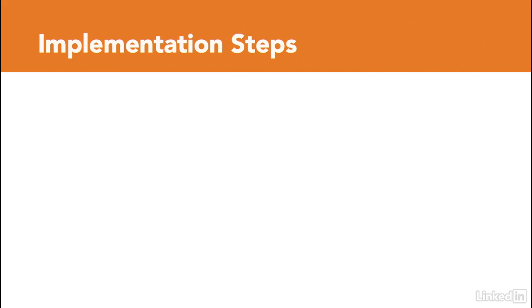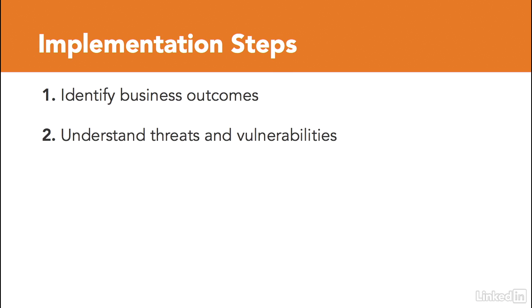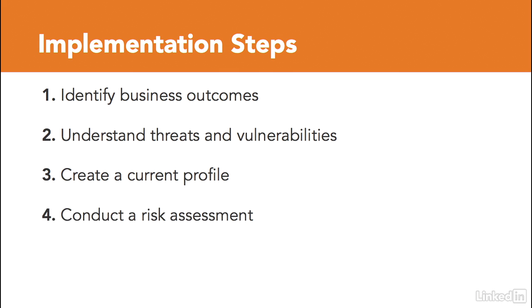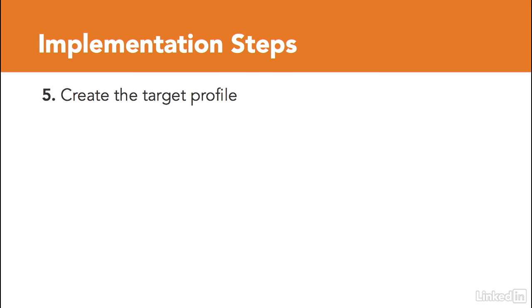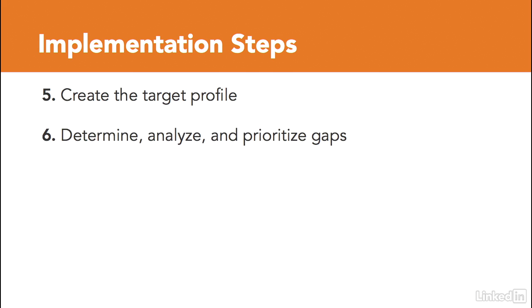For an organisation that's starting up its security program, there are some key actions required to take advantage of the cybersecurity framework. The first is to identify the key business outcomes, then understand the threats and vulnerabilities to those outcomes, create a profile, conduct a risk assessment, decide on the target profile, determine, analyse and prioritise the gaps to create the action plan, and establish and execute a program to implement the plan.